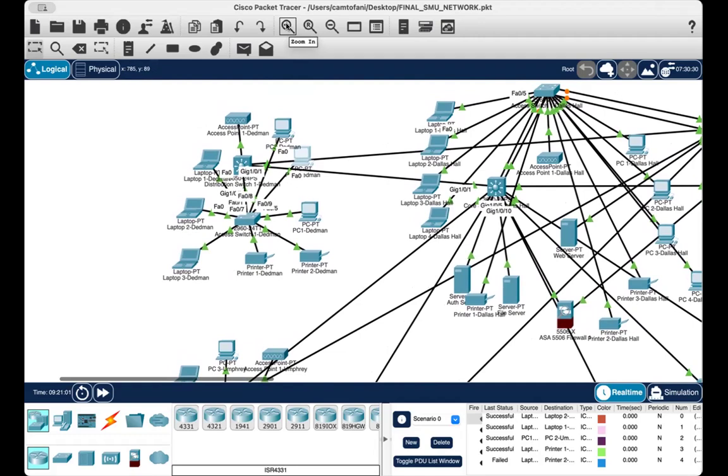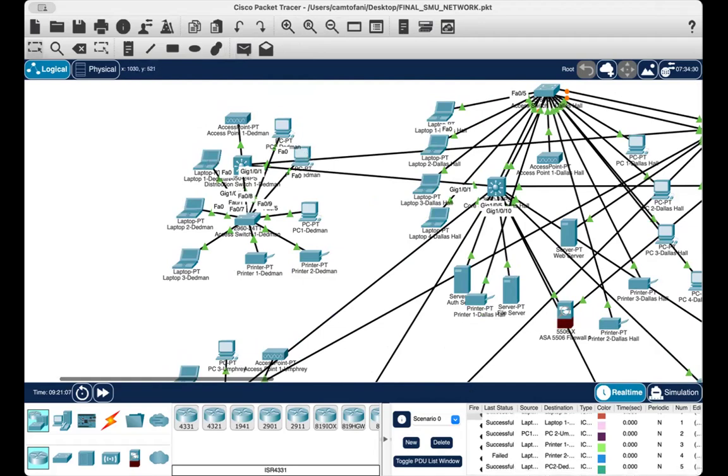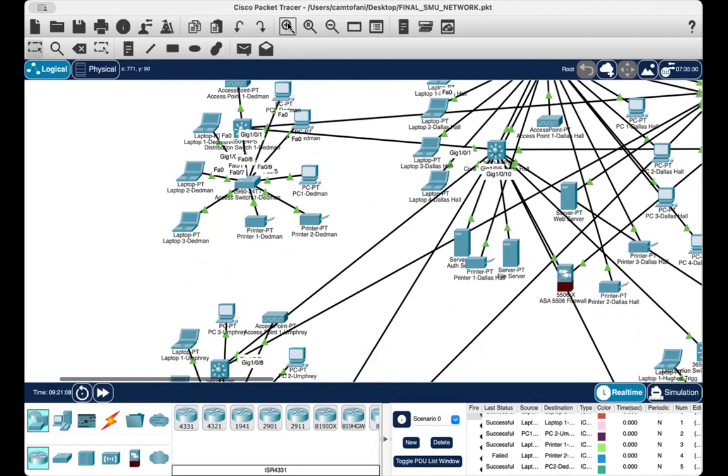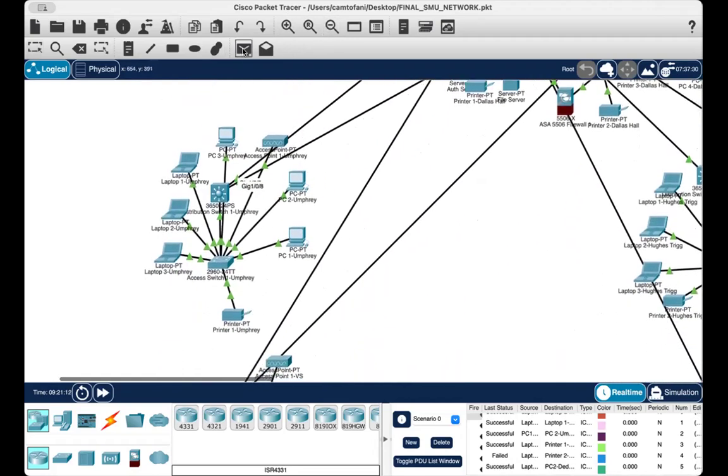So after doing that on the core switch, we're able to send packets from laptop 1 to a PC, even though they're on different VLANs. We see that that was successful. And you can see this throughout the network that you're able to send packets from laptops to PCs, and it should be successful.